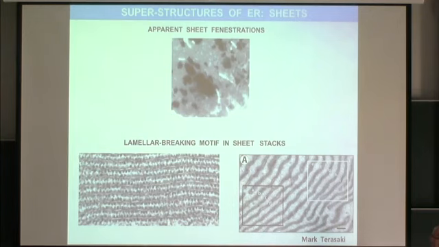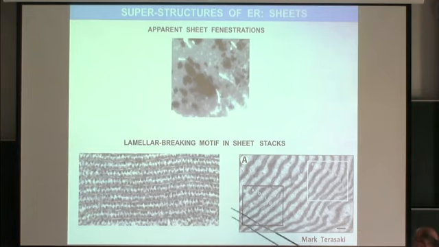And the second kind of superstructure is much more delicate. This kind of superstructure was discovered by Mark Terasaki, who did ultra-thin sectioning of ER stacks. And the essence is the following.